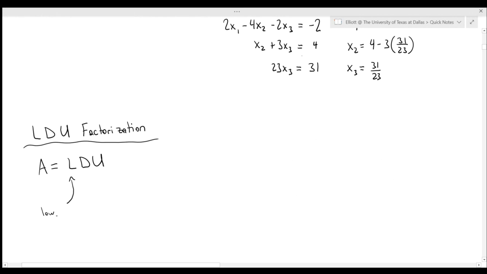where L is still lower triangular with ones on the diagonal. Now in the LDU factorization, U is upper triangular, but this time it also has ones on the diagonal. So in that sense, it's more symmetric, if you will, or at least it looks more symmetric. Then this matrix D here is a diagonal matrix.